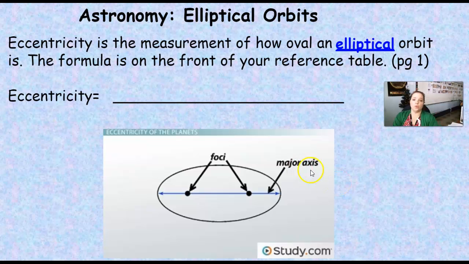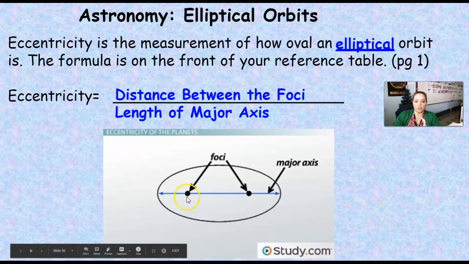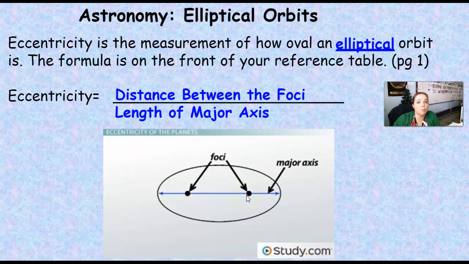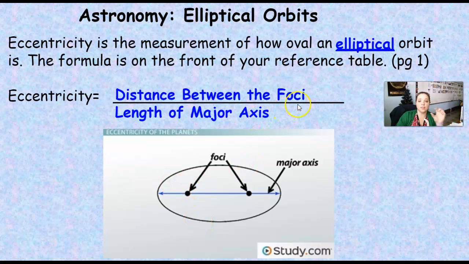And so the formula is in the front of your reference table, page 1, again, reference table, necessary tool in this class. If you look over here in the equations, it says eccentricity. It has the distance in between the foci over the length of the major axis. What it means is the distance between the 2 points, here's a hint, is always smaller than the length of the major axis. That just means the longest distance apart. So you measure the longest, and that is always going to be larger than the distance in between the foci.